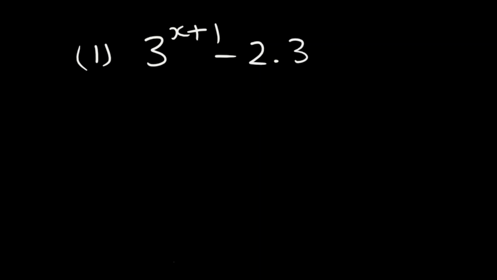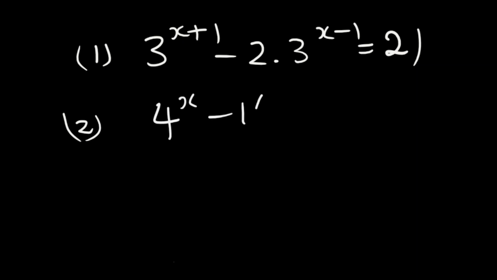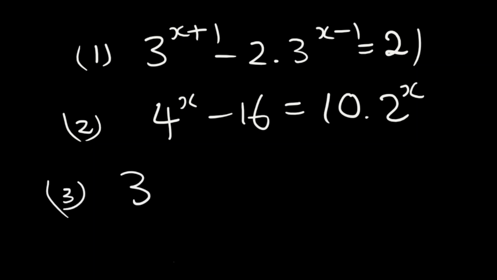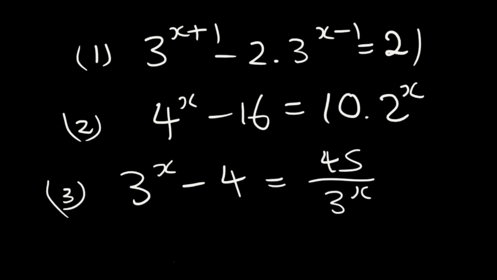Then you'll be confident enough to say they are the actual solutions of x. If you've reached the end of this video, you know very well that I always leave you with problems to do. Please try out these problems: 3 to the power of x plus 1 minus 2 times 3 to the power of x minus 1 equals 21. Try out this one: 4 to the power of x minus 16 equals 10 times 2 to the power of x. And try this third one: 3 to the power of x minus 4 equals 45 over 3 to the power of x. Please try out these three problems.